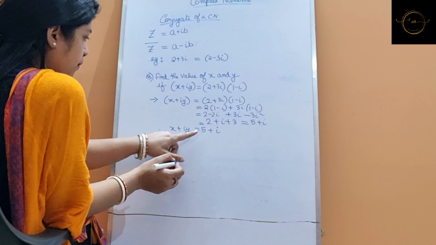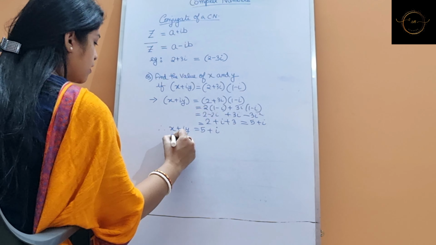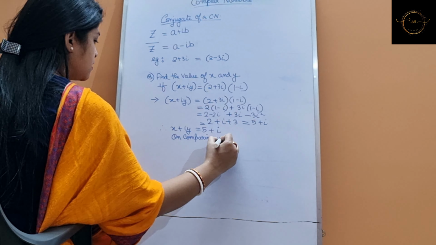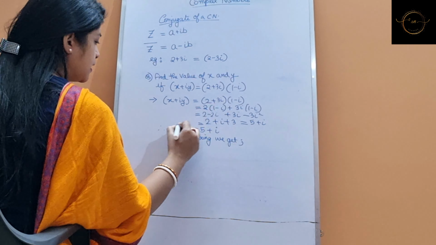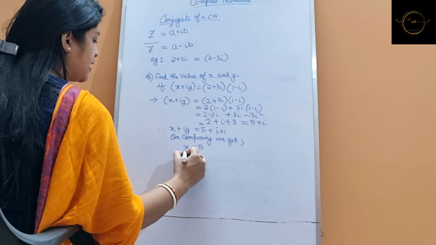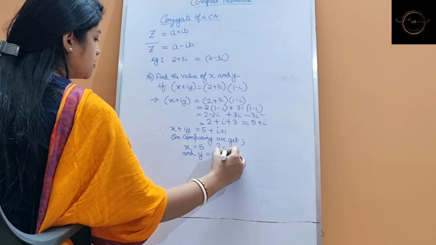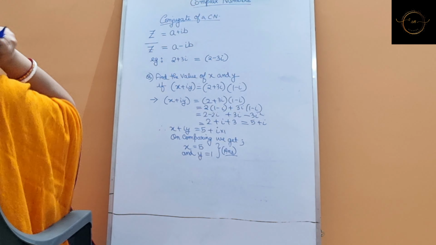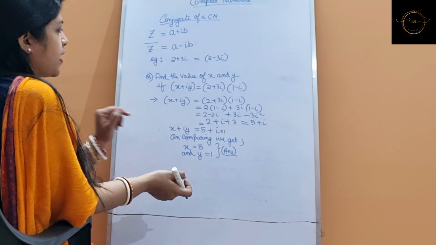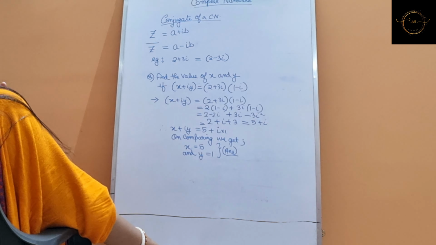Now if we compare both sides of the equation, x plus iy equals 5 plus i. On comparing, we get x value is equal to 5, and i can be written as i into 1, so we can write y is equal to 1. So these two values, x is equal to 5 and y is equal to 1, are the values of x and y. These types of questions are also probable for complex numbers.